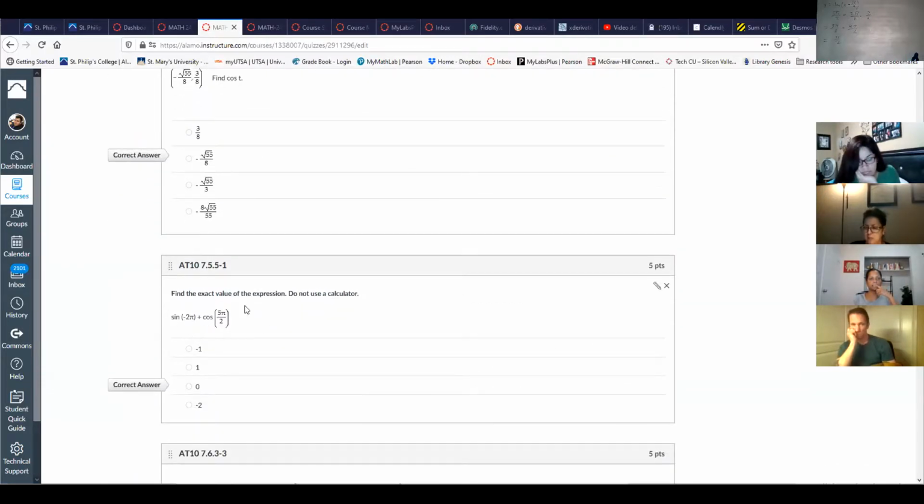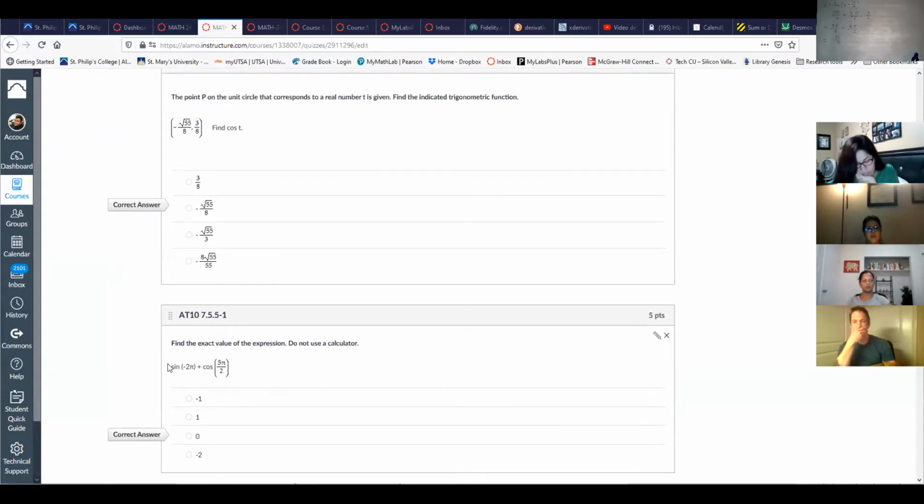There's not much work that I'm going to require on this because these are kind of simple, but you could show that the 5 pi over 2 is the same as pi over 2. That'd be the only thing you can really do as far as work. But I wouldn't be very picky on this one because there's not much to do.